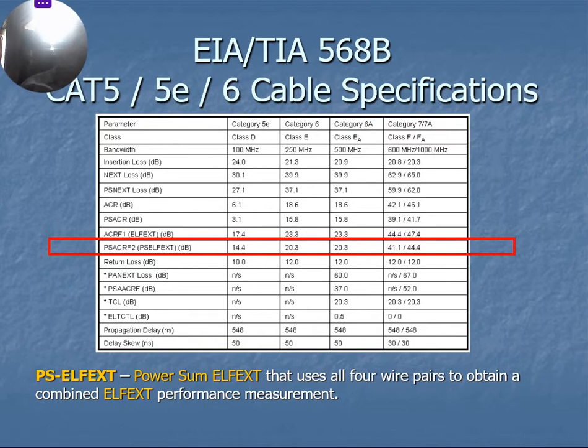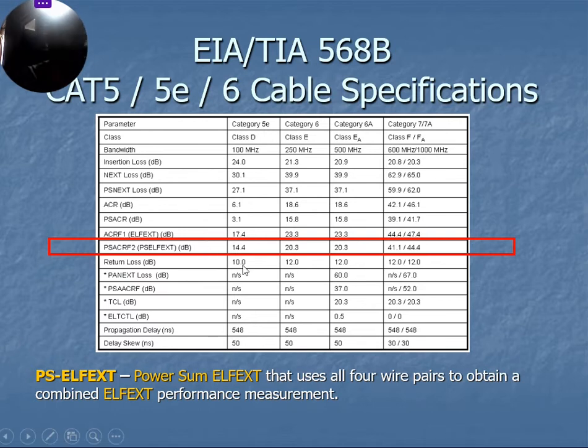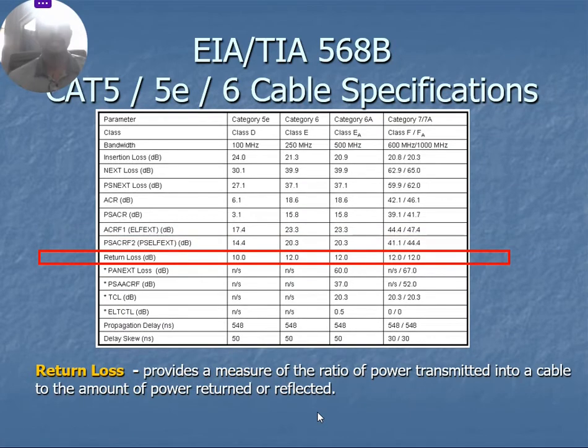Then we have what we call PSELFEXT. Anytime you see PS, it is power sum. Power sum is done for all the pairs, all the 4-wire pairs. When you do only ELFEXT, you are only doing it for one pair of the cable. When you now do PSELFEXT, you are doing it for all the 4-wire pairs. Okay, power sum ELFEXT. It uses all the 4-wire pairs to obtain the combined ELFEXT performance measurement. So the bigger the value, the better the data transfer rate in the cable. Okay, now let's move on to the next one.